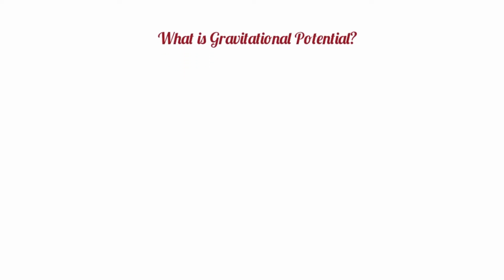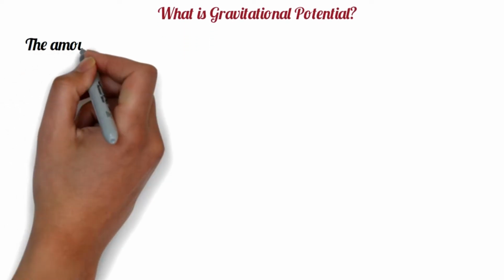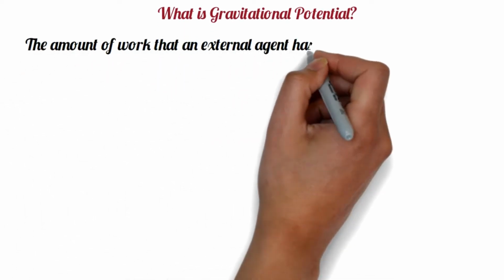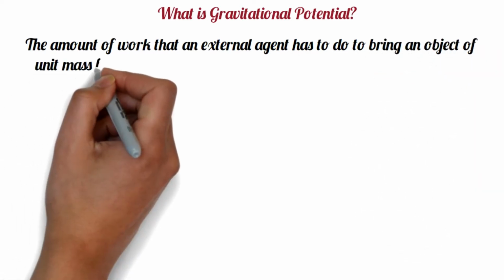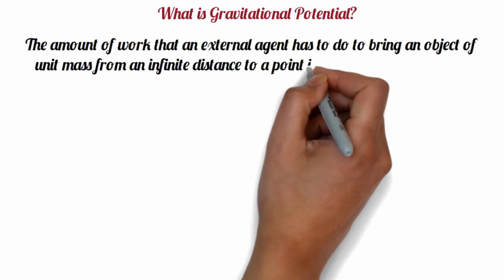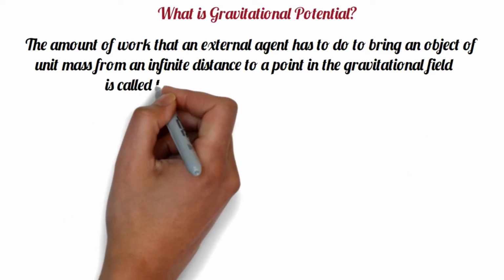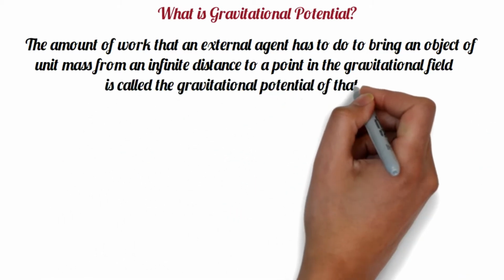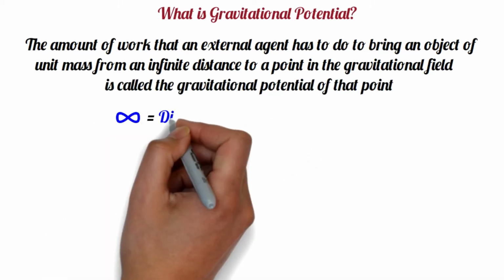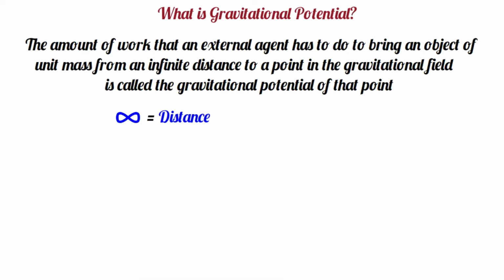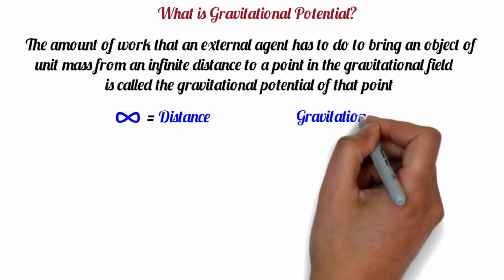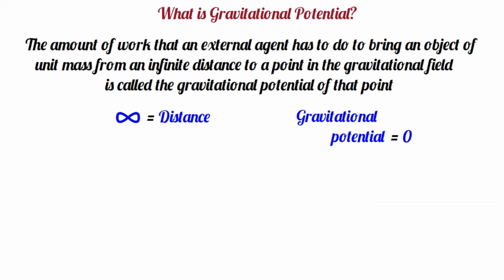What is gravitational potential? The amount of work that an external agent has to do to bring an object of unit mass from an infinite distance to a point in the gravitational field is called the gravitational potential of that point. At an infinite distance, that is, where there is no gravitational field, the gravitational potential is taken to be zero.